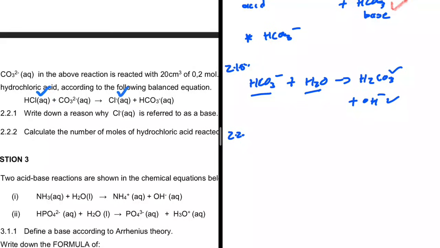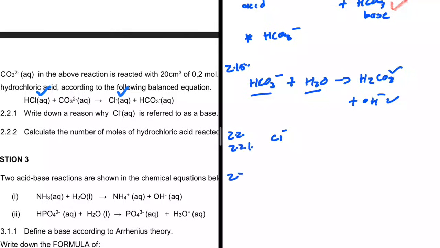Right. When we define a conjugate acid or a conjugate base, we say that it is the ion, the species that is left after an acid has donated a proton or after a base has accepted a proton. So Cl minus is what is left after an acid has donated a proton. It is a conjugate base, so that is why we refer to it as a base.